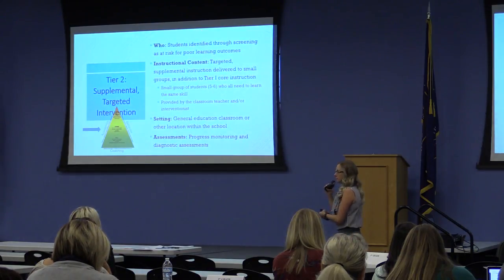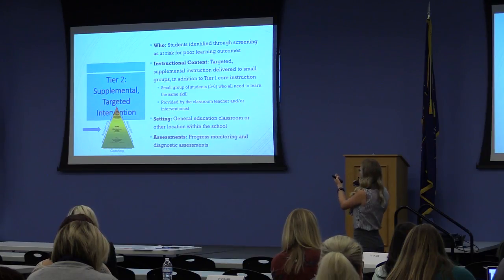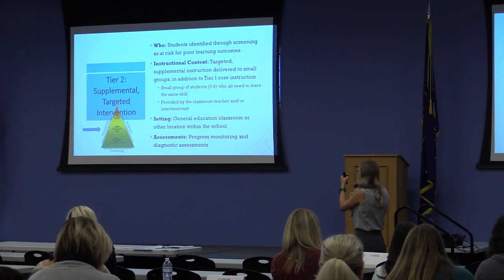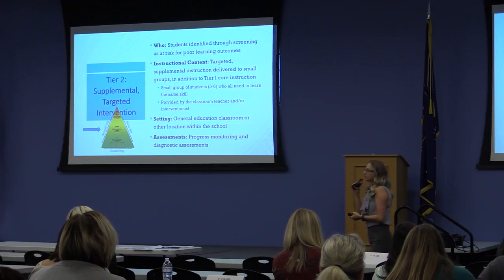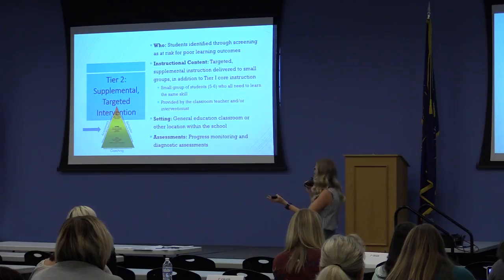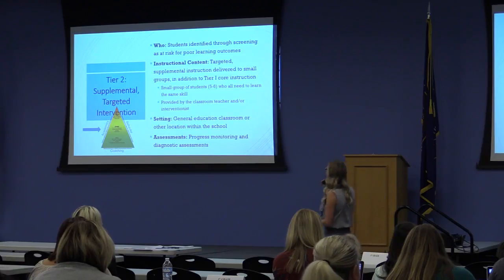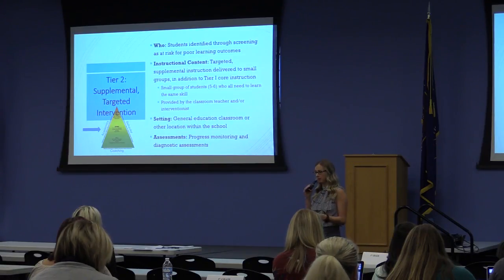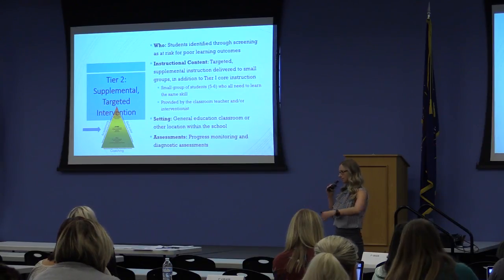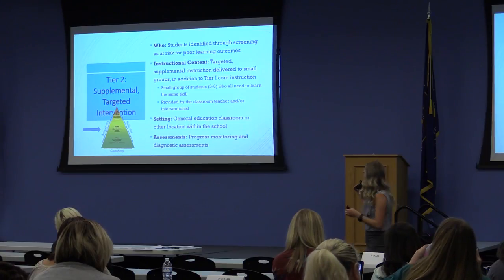So we're thinking about tier 2. These are kids that need more support. Okay, so this is, again, not everybody, it's kind of in that middle section. So they're identified through screening, so you might be using DIBELS, maybe if you're kindergarten, it might have been the KEEP assessment used this year. But those who are at risk, okay, so anyone who's at risk for some poor learning outcomes. The instructional content is targeted and supplemental. And by supplemental, we mean, again, it doesn't occur during that 120 minutes of time. It occurs at a later time, okay, different time.